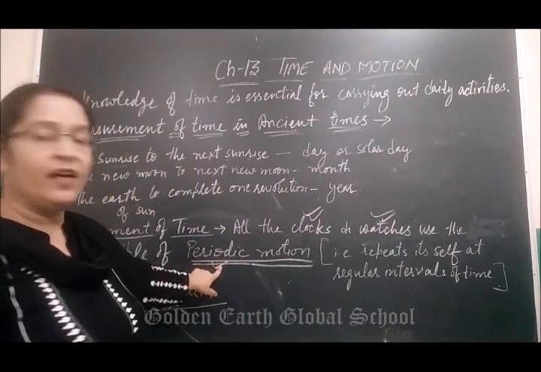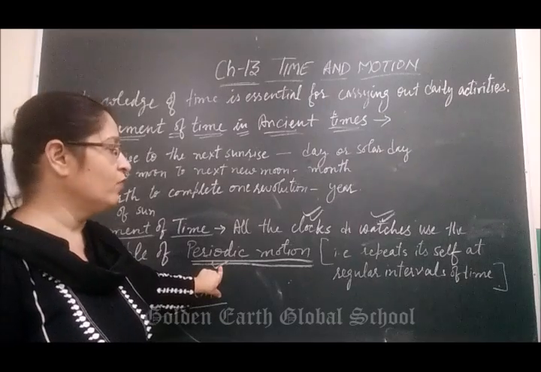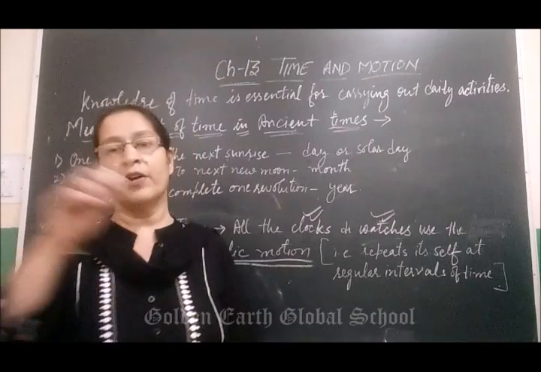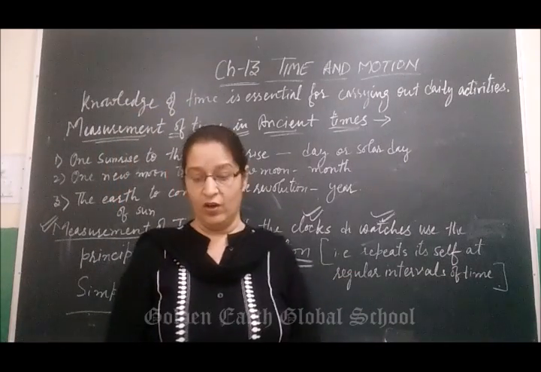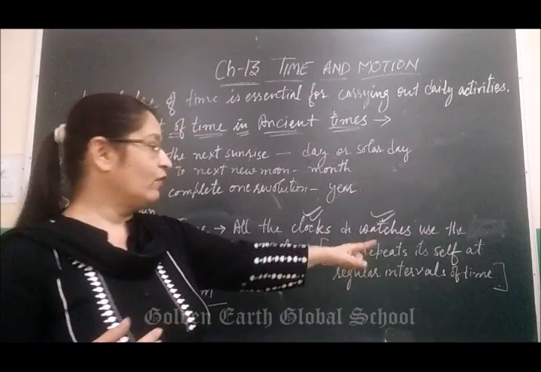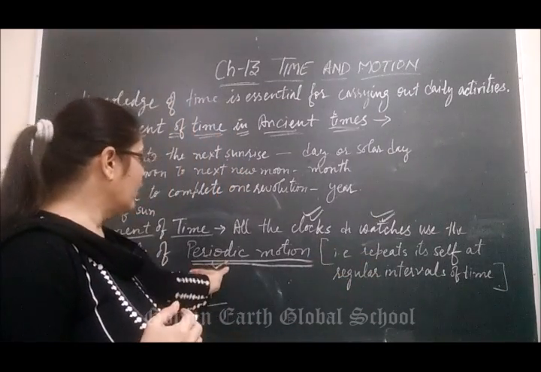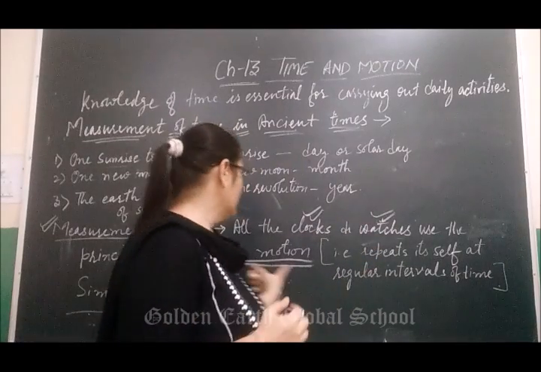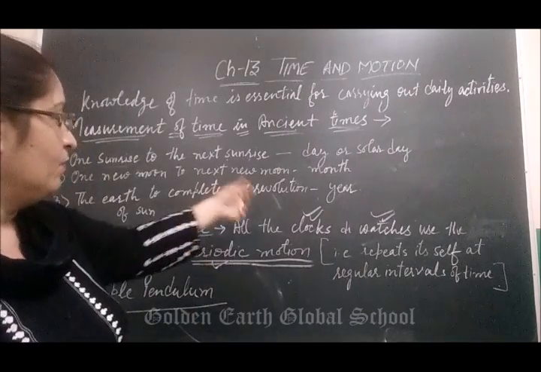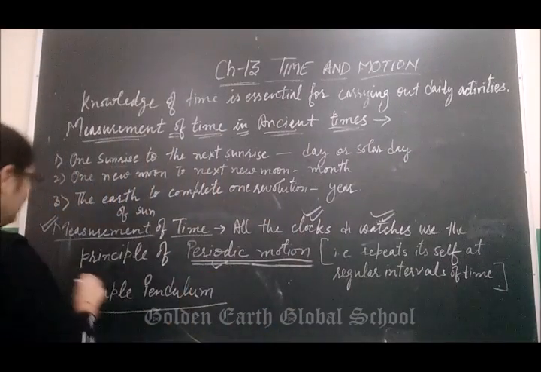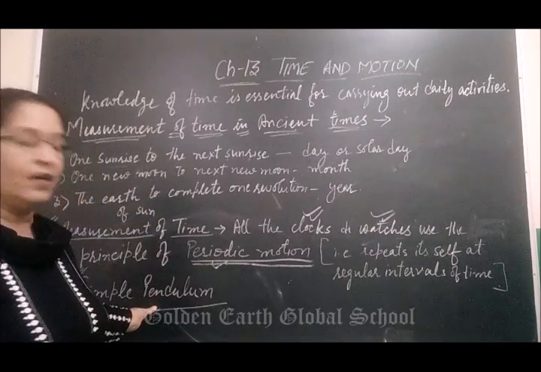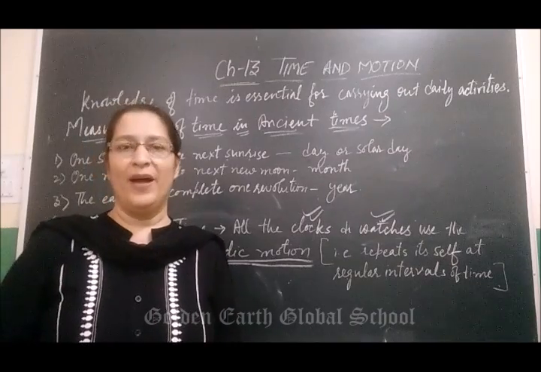That is periodic motion. What do you mean by periodic motion? It means repeating itself at a regular interval of time. The motion which repeats itself at a regular interval of time is called periodic motion. All clocks and watches work on the principle of periodic motion. One instrument used in this is the simple pendulum. What do you mean by simple pendulum?